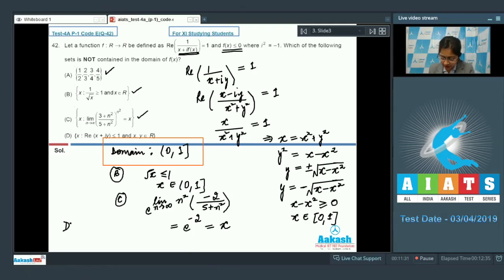Now option number D says that the real part of x plus iota y. Now the real part of x plus iota y is x. So it says that x is less than or equal to 1, but the domain is not containing it. So the correct answer will be option number D.